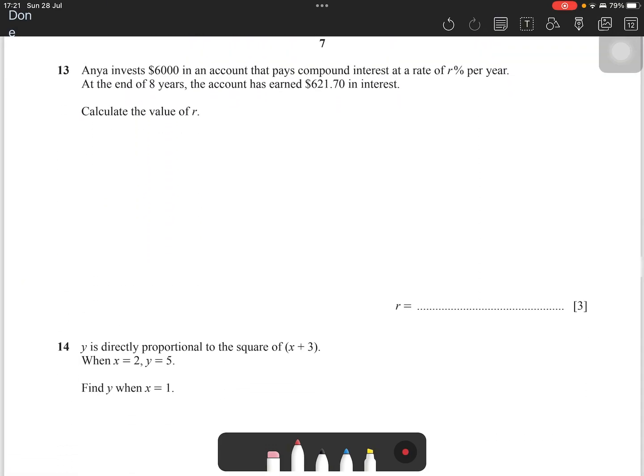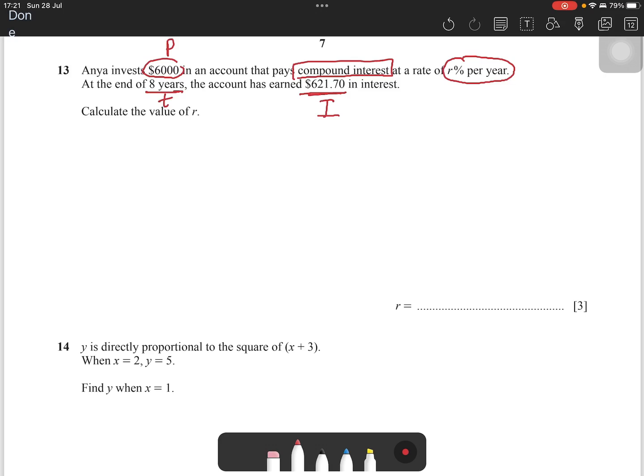Question 13. Anya invests $6,000 in an account. So this one is P, the amount that we invest, that pays compound interest at a rate of R% per year. At the end of 8 years, this one is T. The account has earned $621.70 in interest. This one is I. Calculate the value of R.